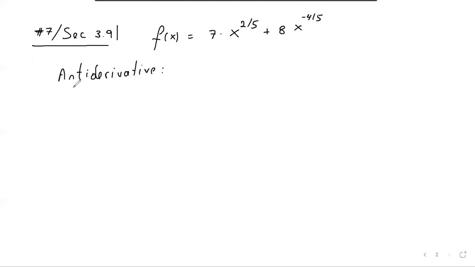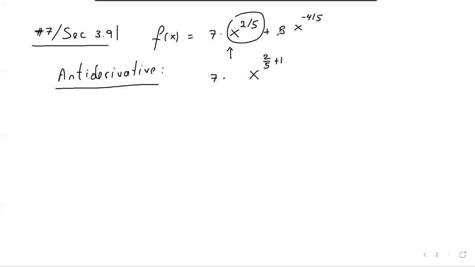How does that go? Well, here's how that goes, folks. For the first one, it is going to be 7 times the antiderivative of x to the 2/5. What is the antiderivative of x to the 2/5? It is x to the 7/5. Why is that? Remember, folks, maybe I shouldn't write 7/5. I should write 2/5 plus 1. There we go. So everybody can see it, but that's 7/5, right?